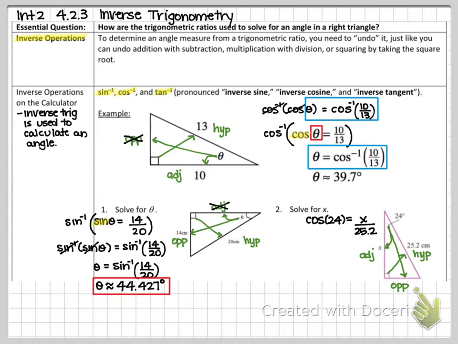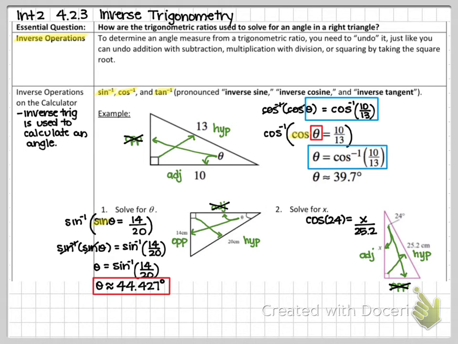So I've identified my sides. I don't have any numeric values on the opposite side, so I'm just going to ignore it. So I'm talking about adjacent and hypotenuse. That ratio is going to be cosine. So I wrote cosine is adjacent x over hypotenuse 25.2. Now, if my trig is cosine, then I'm going to have to use inverse cosine. Oh, actually, do I? No, I don't.